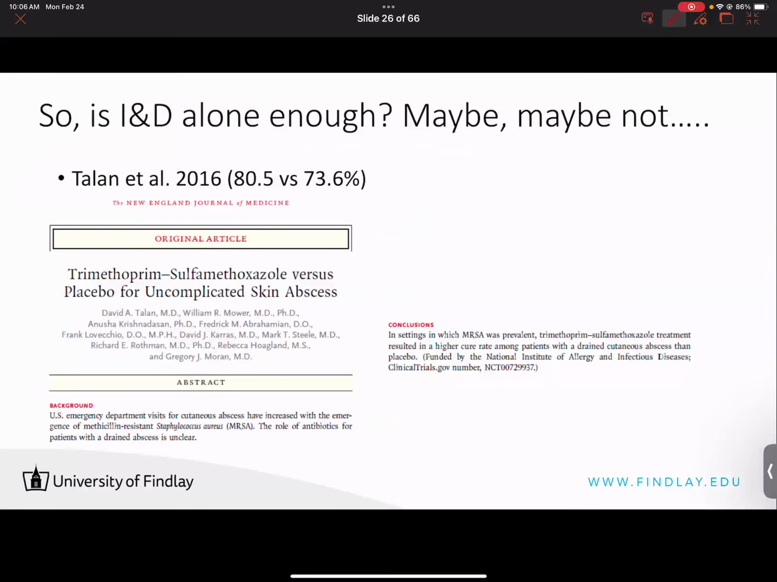And then again, another study, Talan and coworkers, they just looked at Bactrim versus placebo for uncomplicated skin abscess. It works. Bottom line.